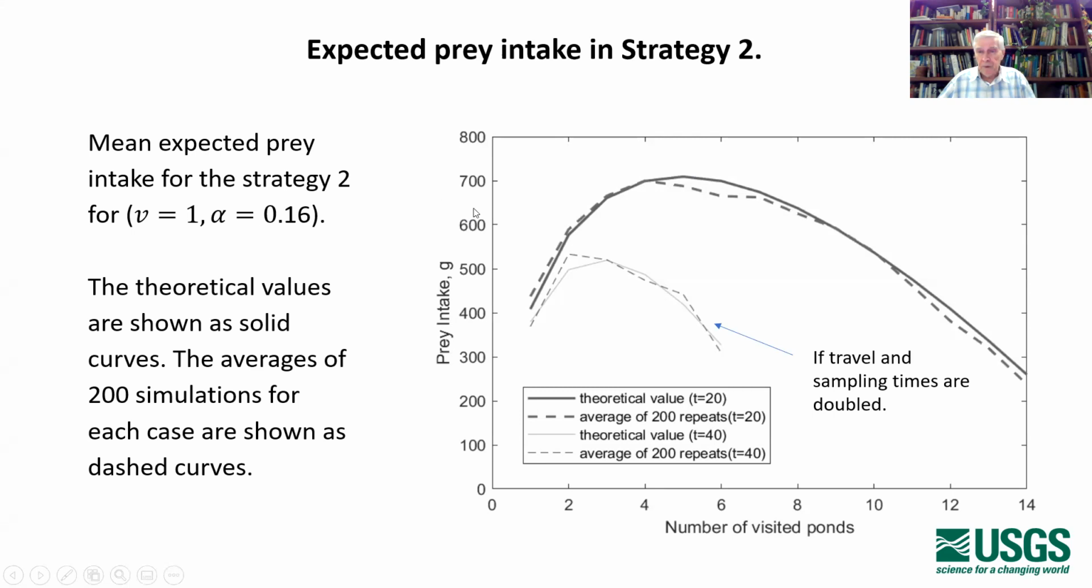Another thing we can find is, again, as we did in strategy 1, if travel and sampling times are doubled, the prey intake really goes down. So again, these theoretical curves are shown as solid, and we've done simulations also that match the theoretical curves.